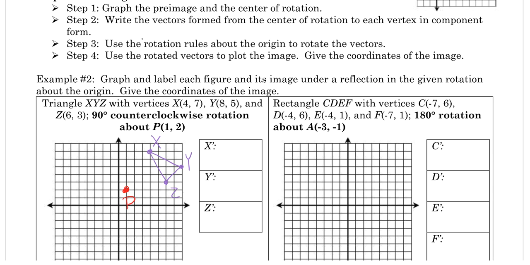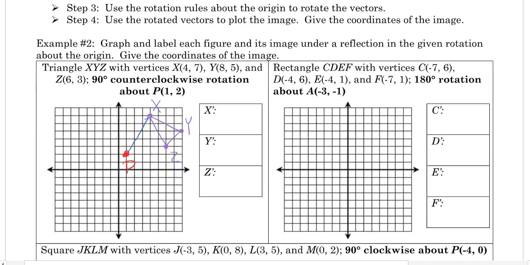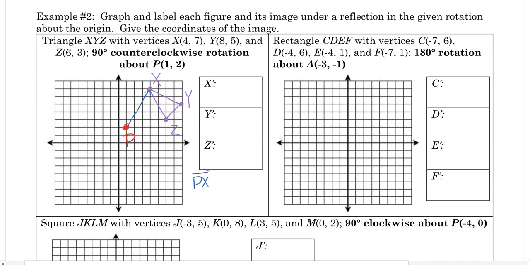So what we need to do is find the vectors from the center of rotation to each vertex in component form. So our first vector that we're going to look at, let's do P to X. So vector PX in component form, we are going to move right 3 and up 5, so that would be (3, 5). Our vector PY, that's going to be right 7 and then up 3, so (7, 3). And then our vector PZ would be, let's see, right 5, up 1, so that would be (5, 1).